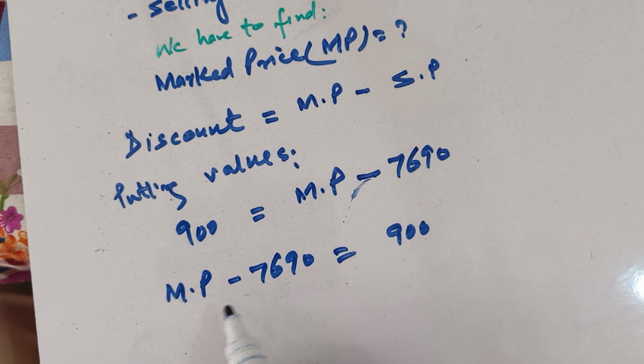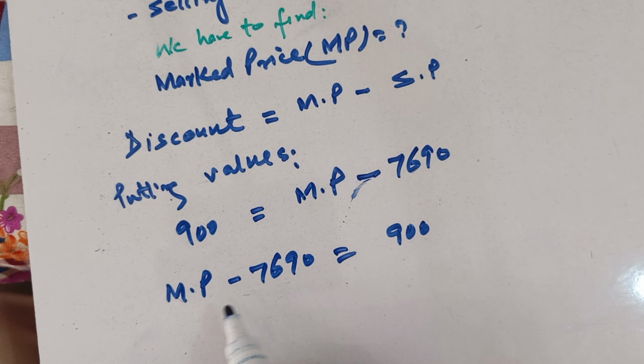So 0, 9, 6 plus 9, 15, 7 plus 8, 7 plus 8. So this is rupees 8,590. This is the answer of question number 4.